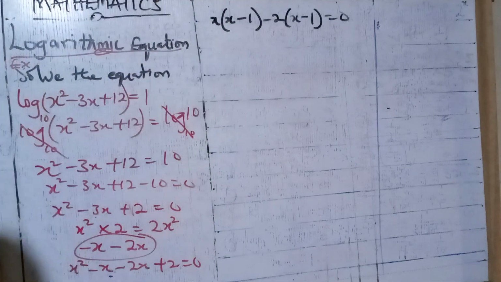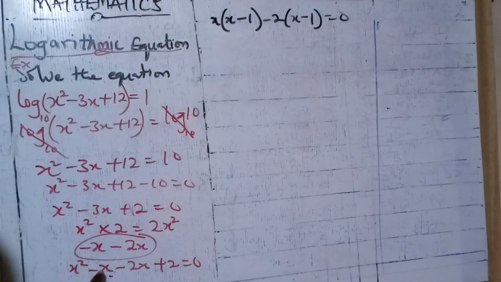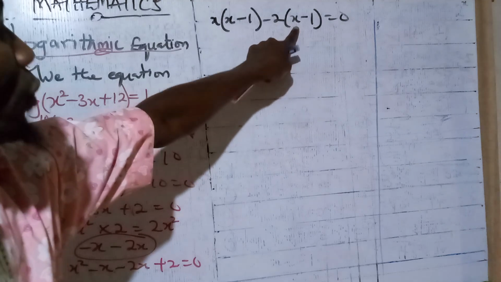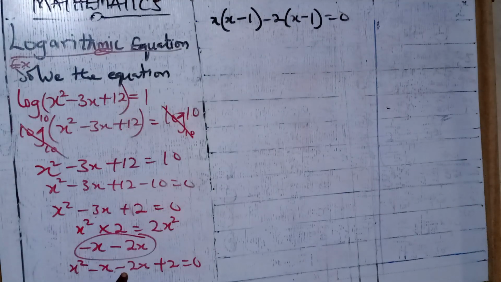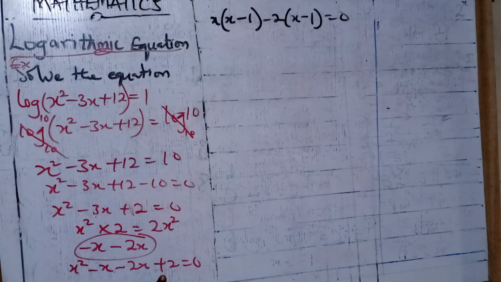s times s will give us s squared. s times minus 1 will give us minus s. Then minus 2 times s will give us minus 2s. That is what we have here. Then minus 2 times minus 1 will give us plus 2, as minus times minus will give us plus. Then 2 times 1, 2.